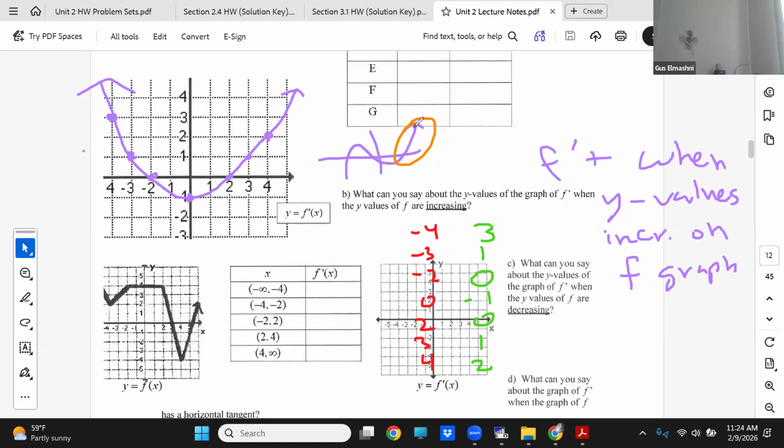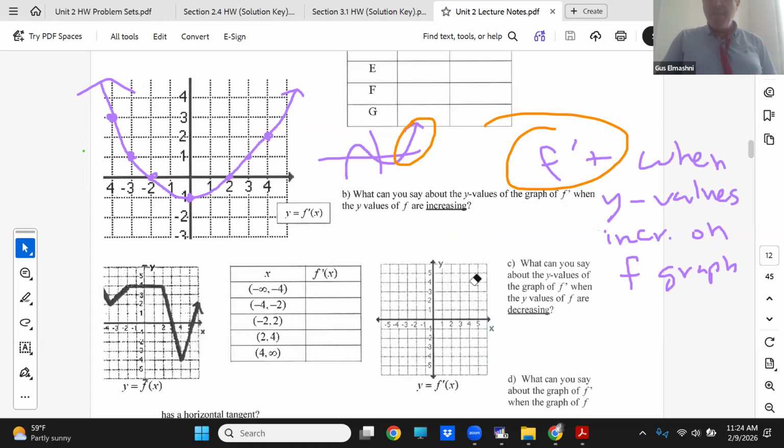So now if you look over here on the prime graph, are all these y values above the x-axis? They are. When the y values on the prime graph are above the x-axis, it means that the original graph is increasing. Because if you have positive prime values, you're going to have increasing values of y on the f graph. So the y values of f prime are positive. Vice versa, if you're going down, they're negative. When we do some curve sketching, there's a little demonstration on GeoGebra. This will help you understand better why this is happening.